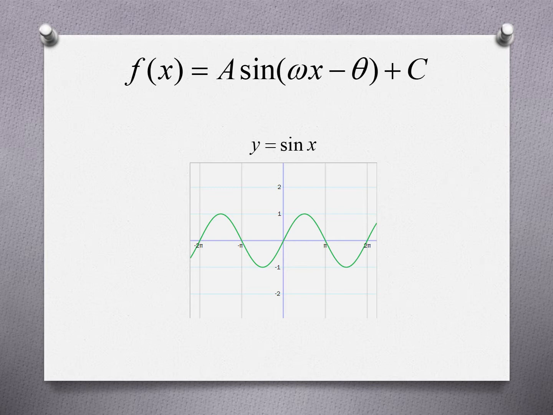And so we have inside that quantity an omega. I'm referring to this one as omega x, and so there's our input, that x, and then minus theta, an angle measure, and then plus a constant.